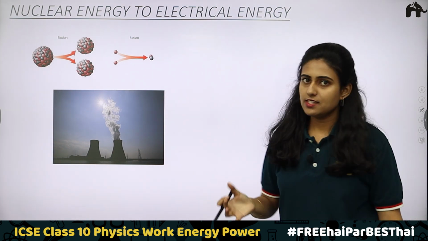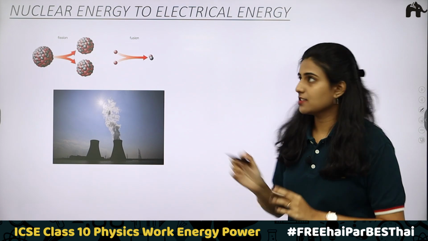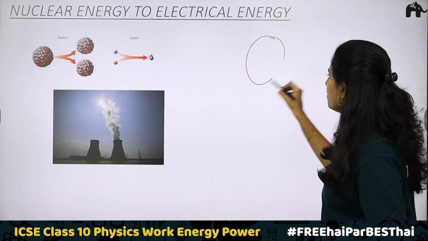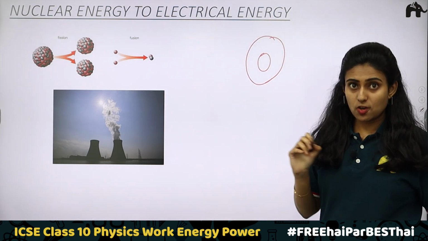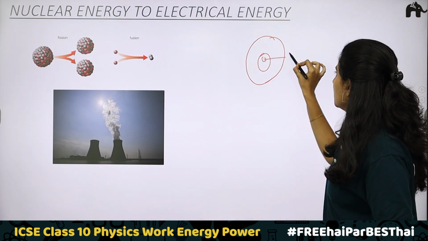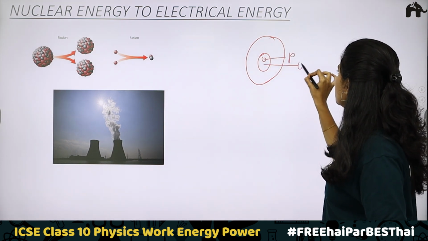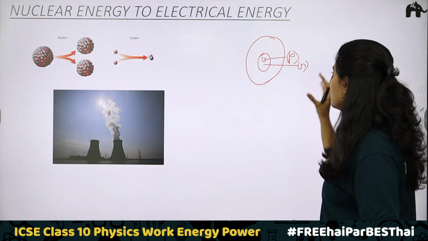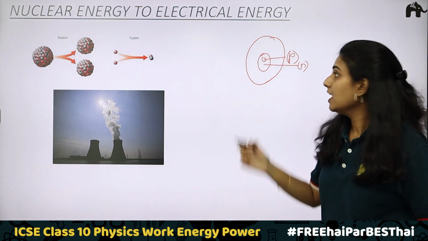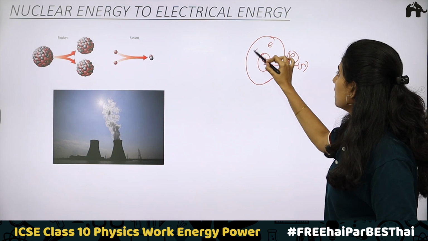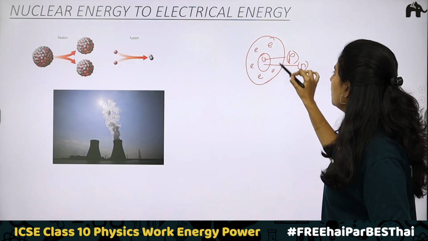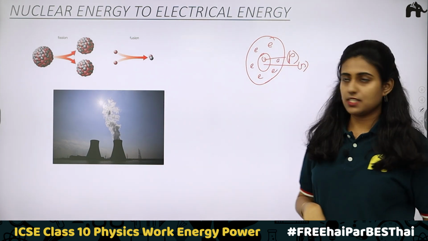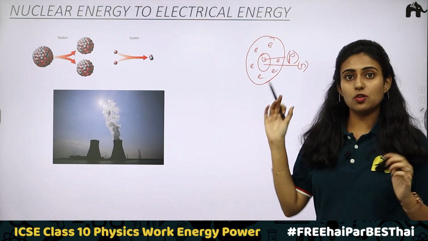You know what a nucleus is? An atom contains a nucleus. Okay, an atom is made up of a nucleus which is positively charged. It contains protons and neutrons. So inside the nucleus there are protons and neutrons, together called nucleons. Then there are electrons which are revolving around the nucleus in circular orbits. So this is a nucleus. You know what a nucleon is.